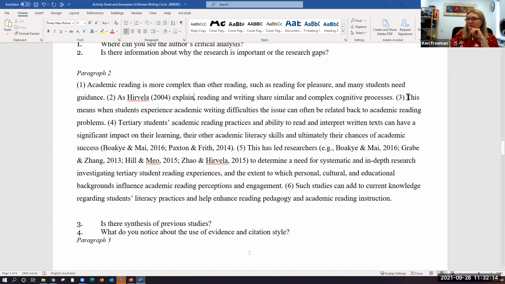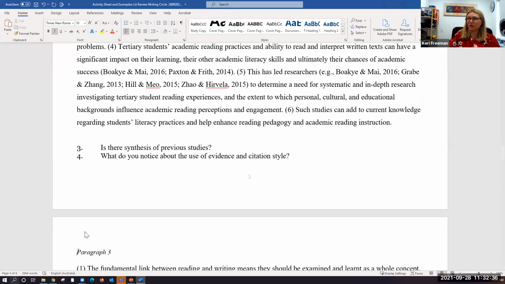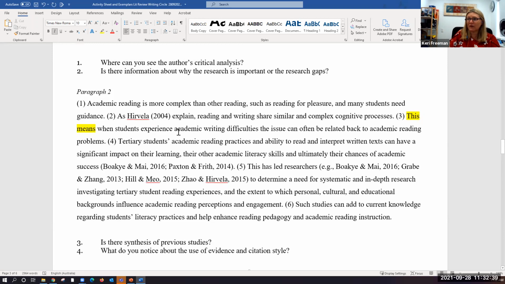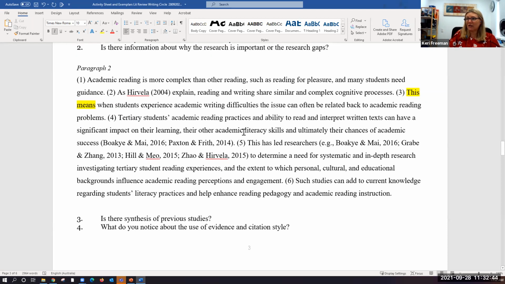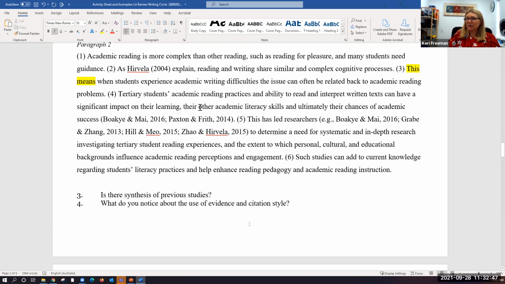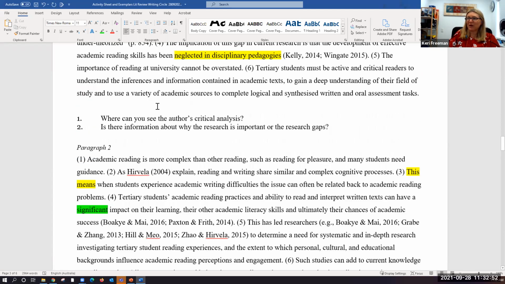Okay. So this means, maybe you don't like that. This means, up to you. I wouldn't say it 100 times, but it's a good way of just saying, it's that next sentence to explain the previous point, which is sort of like a definition, isn't it? And that's what I mean by going deeper. It's really important you do that for the reader. So this means when students have academic writing difficulties, it's potentially because of their reading. Blah, blah, has an impact on their learning. Again, we've got the word significant. Potentially we need to change that word up a bit, do we?